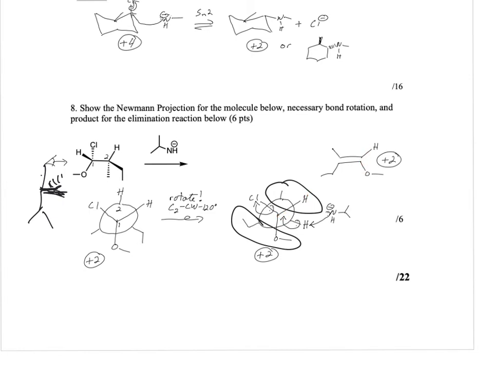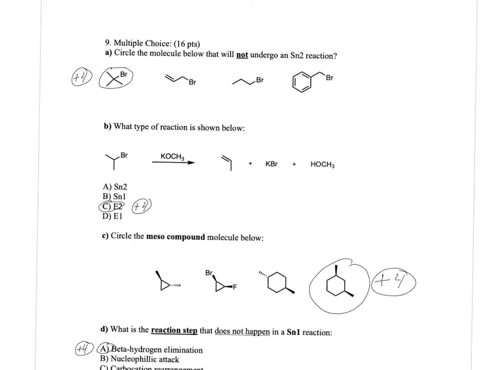Achieve makes you do a couple of practice problems like that too. Some multiple choice questions, similar to what we practiced on clicker questions. Not undergoing SN2, so this is just basically understanding. SN2 needs that backside attack. So tertiary electrophile, primary allylic, primary electrophile, primary benzylic, steric because of this one, so that's the one that won't work.